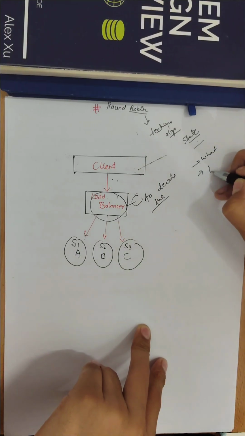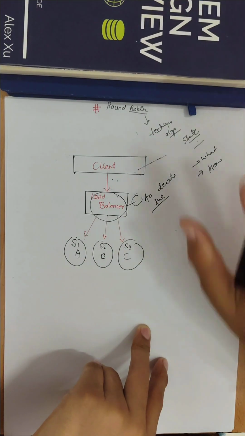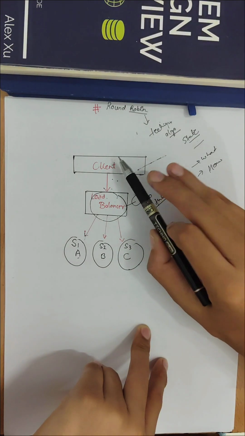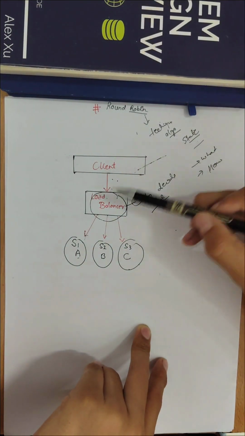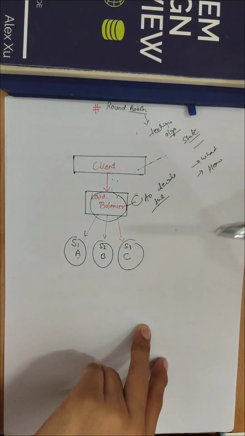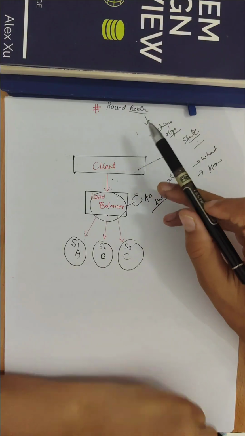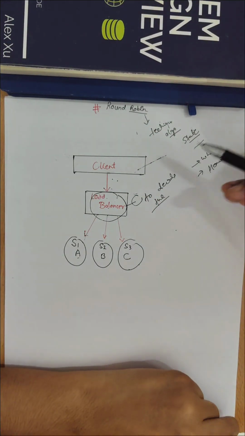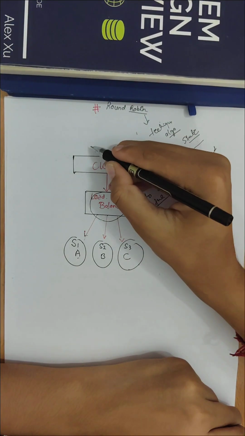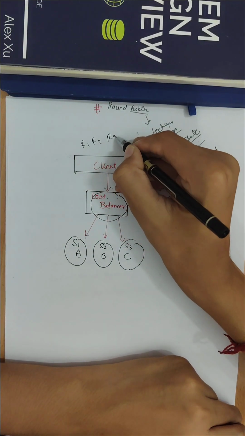Now let's understand how it works. Let's consider this setup itself: we have a client, we can have various clients, we have a single load balancer, and let's say we are using horizontal scaling, so we have three servers. Now how is round robin going to distribute the requests? Let's say we have three requests, R1, R2, R3.